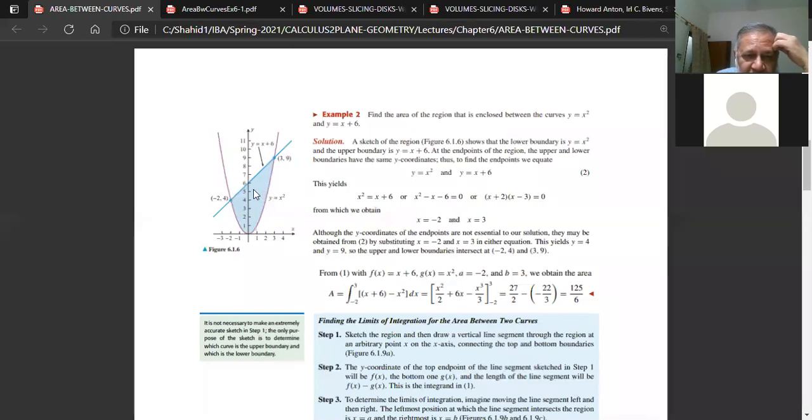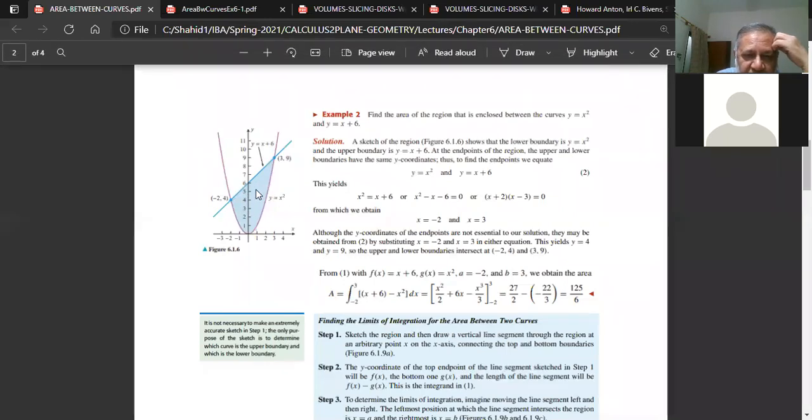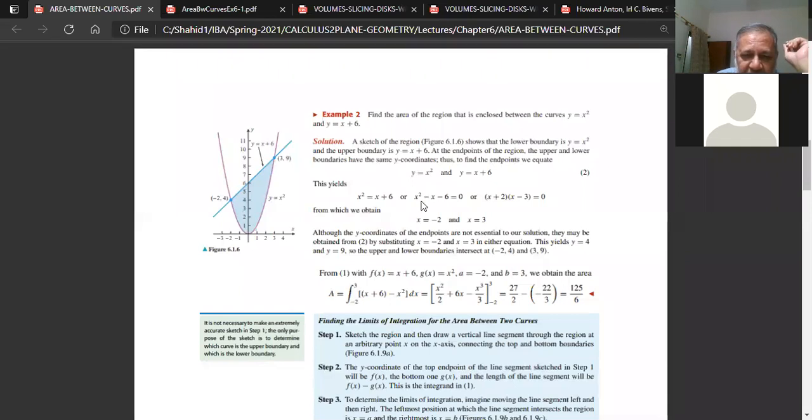The region included between these two curves is shaded, and so again y is equal to x plus 6. This shaded region has y values larger than the curve y is equal to x square, whereas on the other curve the y values are smaller. So in this case the problem was the same, but the limits of x are different.